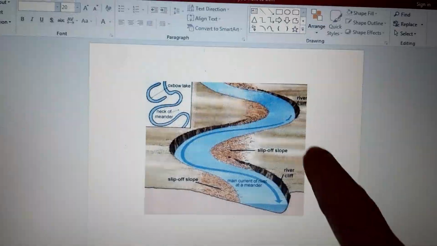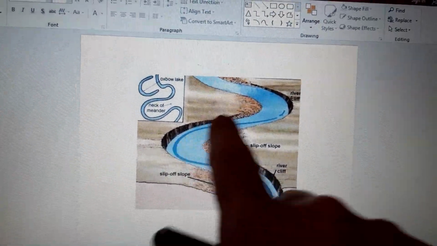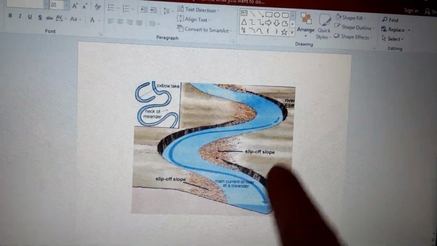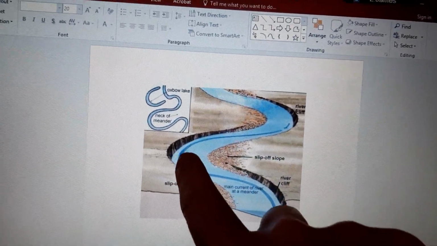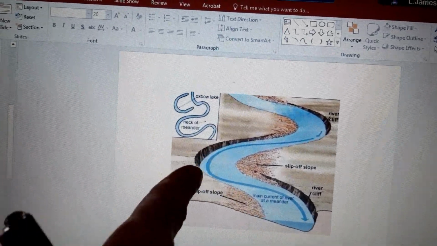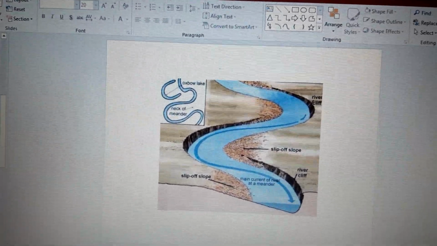Here I've got my line demonstrating where the fastest current is in the river, coming like this towards the outside, the thalweg. You've got the fastest flow here, so it's hitting this outside bit and causing lots of erosion here, creating this steep bank, see that steep bank there? That bit is called the river cliff.